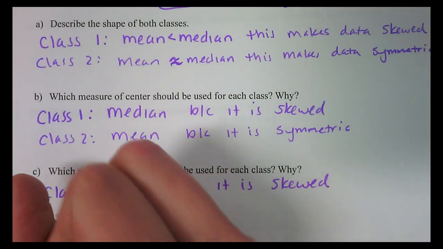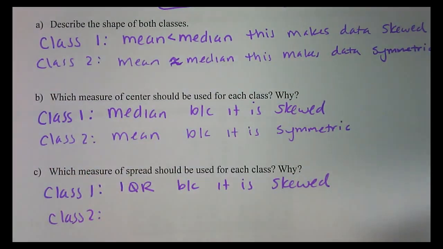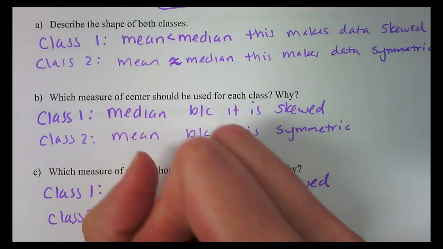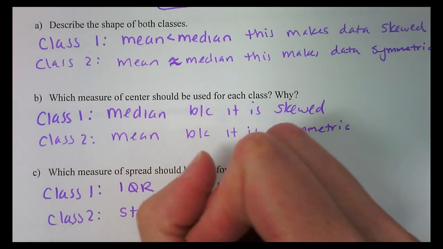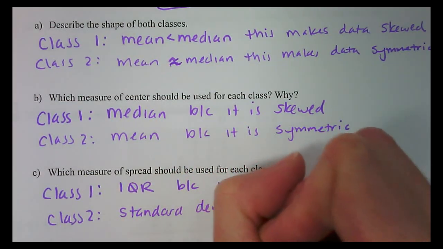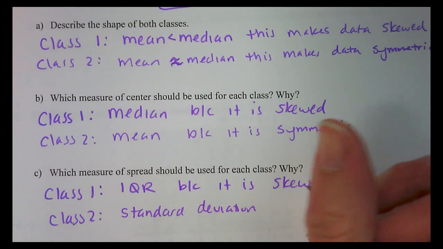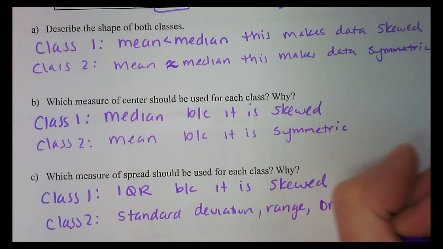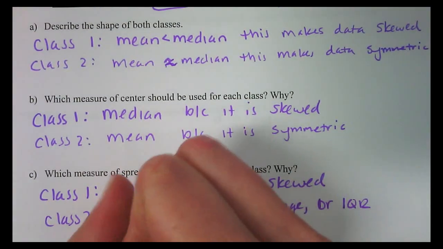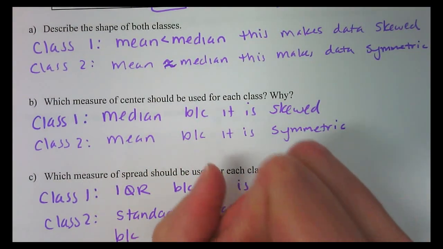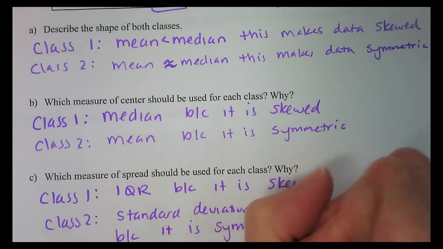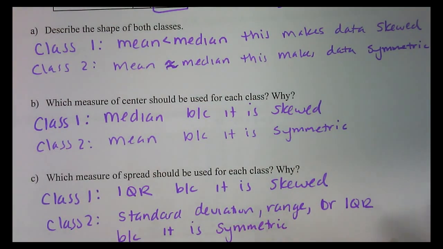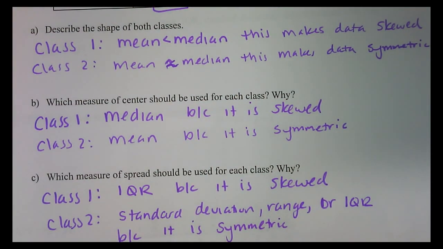And then class 2 is symmetric, so we can use either. You can use standard deviation, you can use range, or you can use IQR. Okay, so if it's symmetric, you can use any of them.